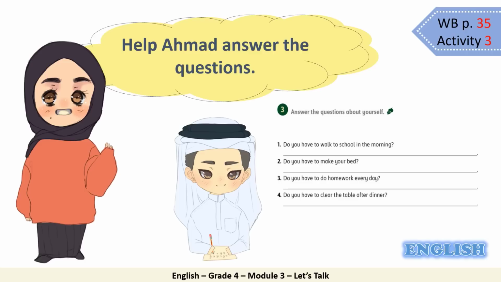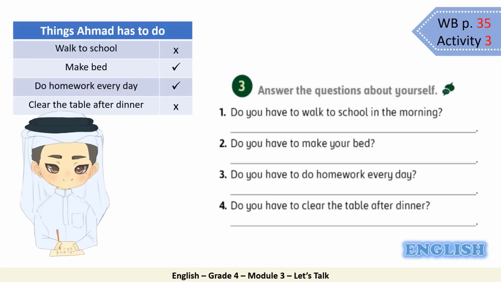Now open your workbook page 35, activity 3. We are going to help Ahmed. Activity 3. Answer the questions about yourself. Now we are going to help Ahmed answer these questions about himself. Let's refer to the table. In the table, it's mentioned things Ahmed has to do. Now the X means he doesn't have to do it, and the tick means he has to do it.